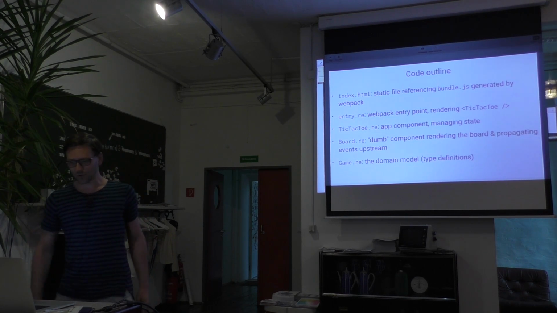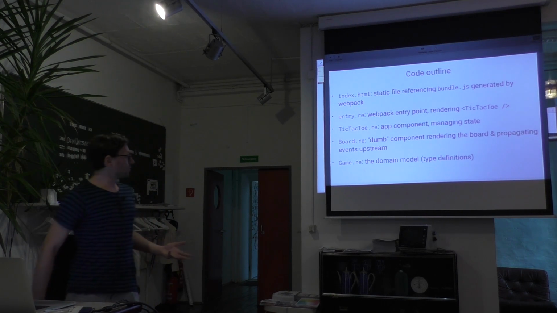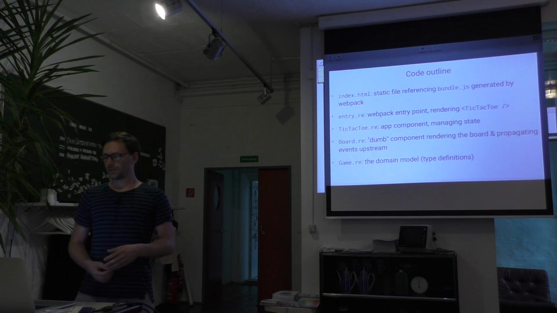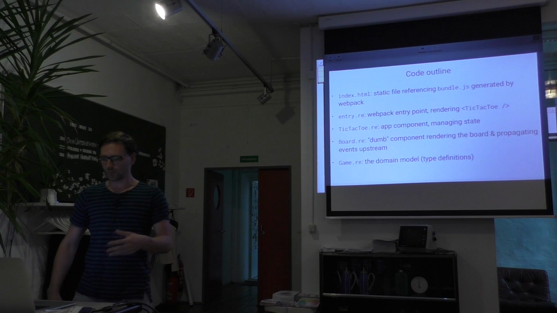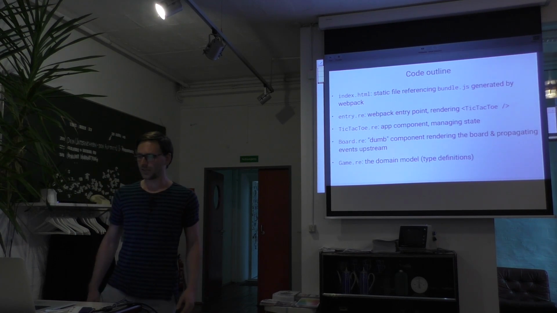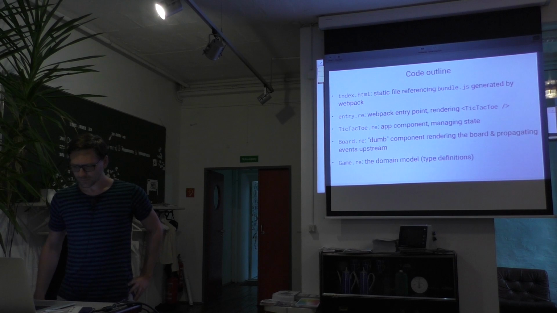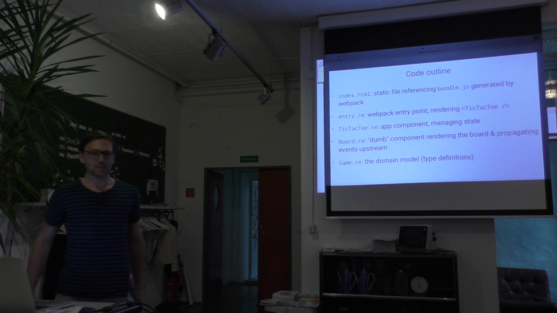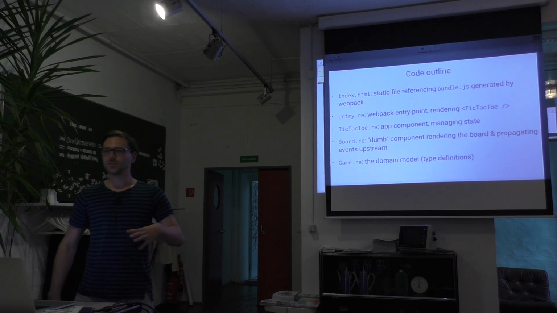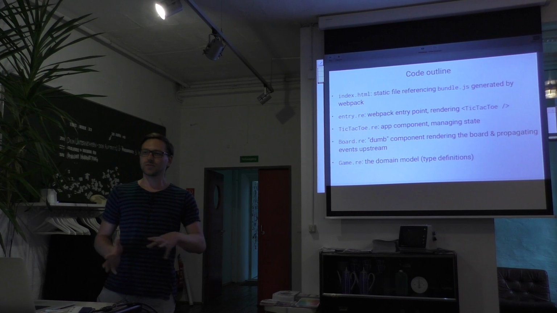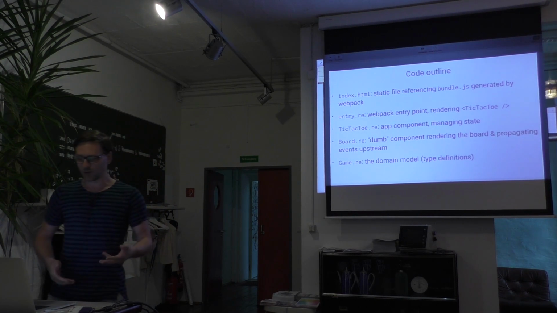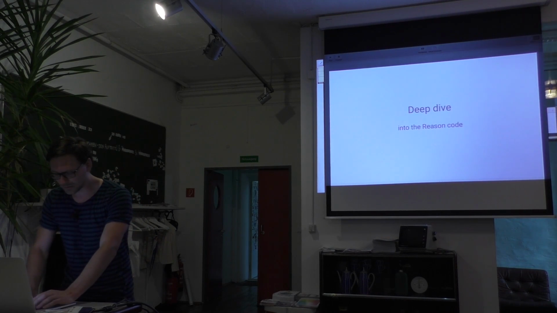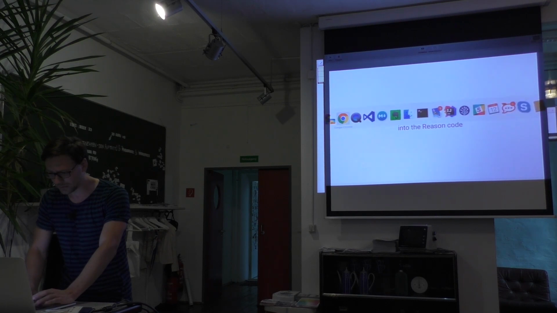And then we have one more component called board, and that's sort of a dumb component that's only responsible for rendering the board given certain props, and then it installs event handlers and propagates these events upstream back to the app component. And one more thing we have that is kind of interesting is this file game.re, which is just responsible for defining certain types. So it gives a nice overview of the domain model of the application. All right, so that's just a little overview, and we'll dive into it right away anyway.